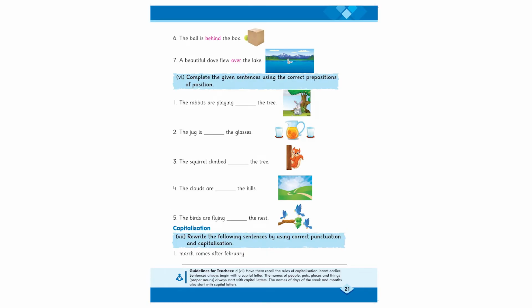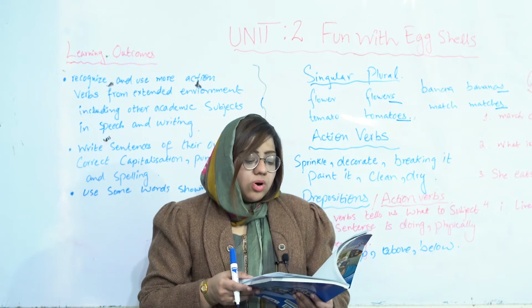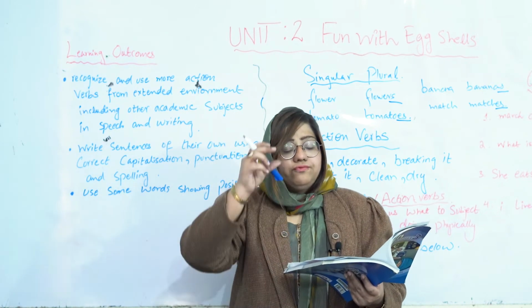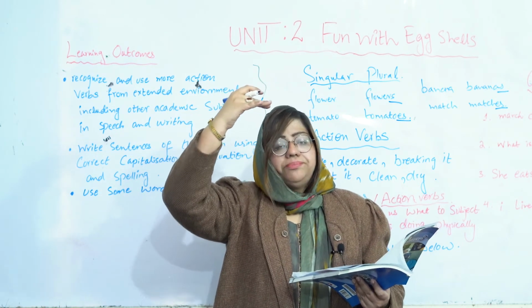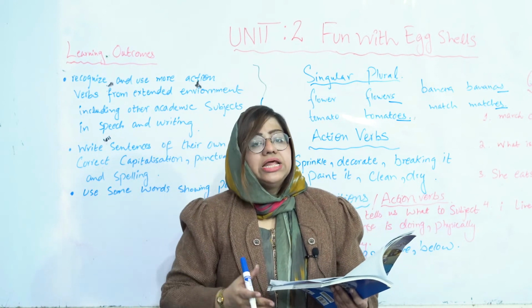Next, move on. The ball is behind the box. Behind is a preposition. Underline behind. A beautiful dove flew over the lake. Flew over the lake. Over is the preposition. Underline over.